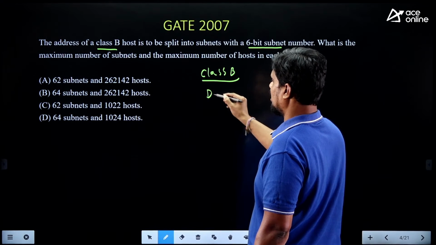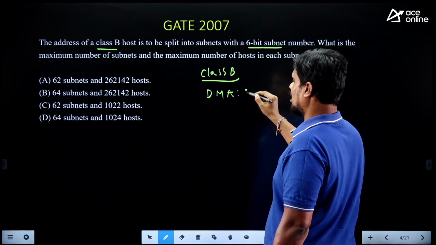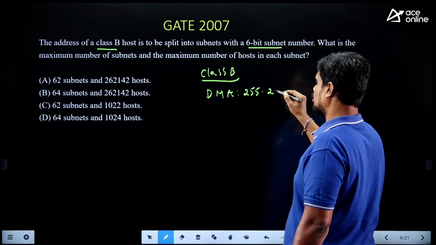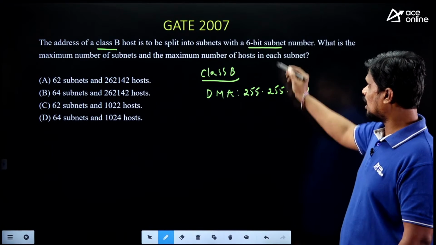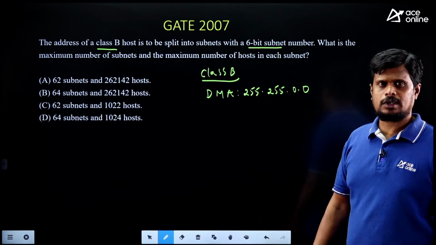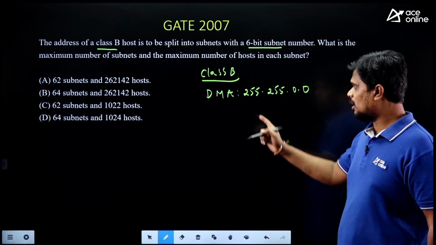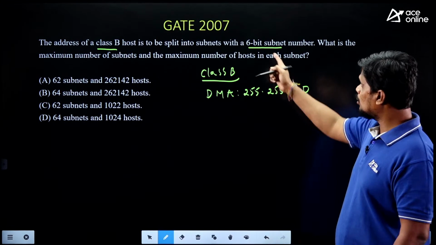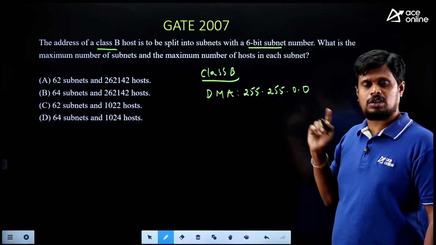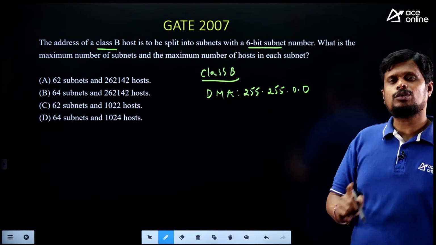Default mask address of class B is 255.255.0.0, right? As it says 6-bit subnet number, it means we need to append. As per the default mask, we have 16 ones. But now you need to append 6 extra ones to the 16 ones, so that you are going to have 22 ones in your mask.